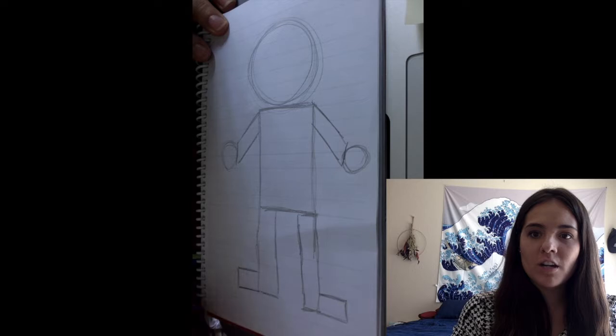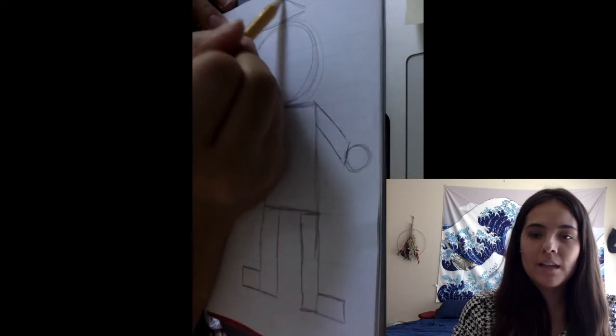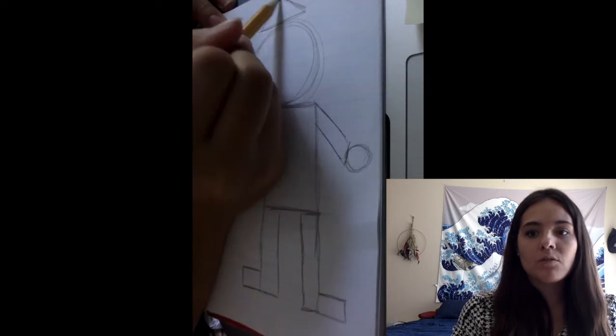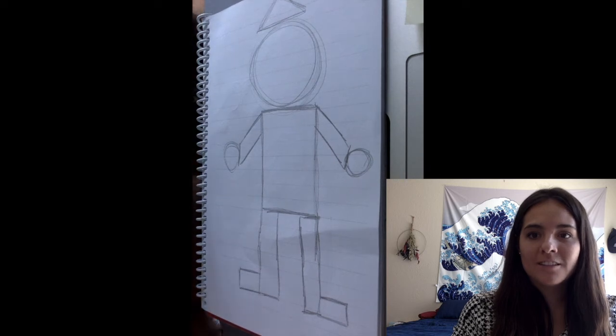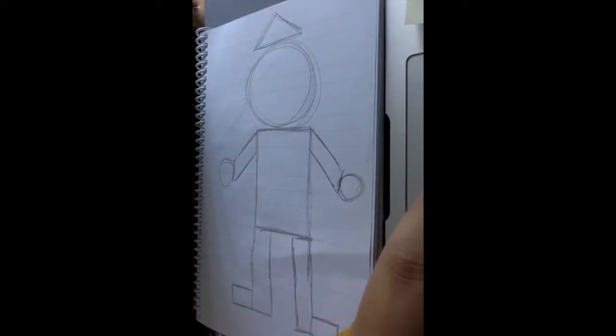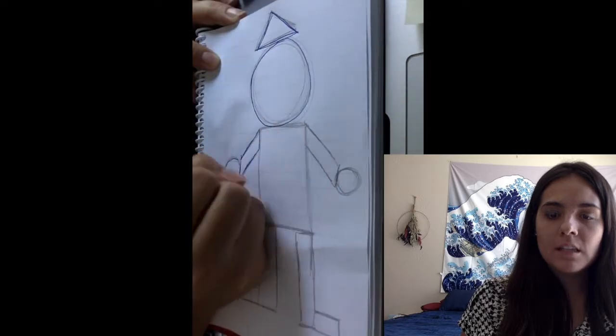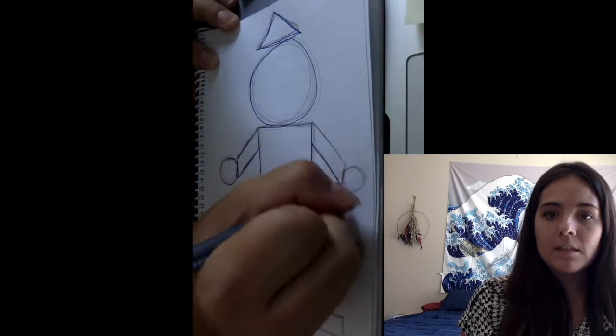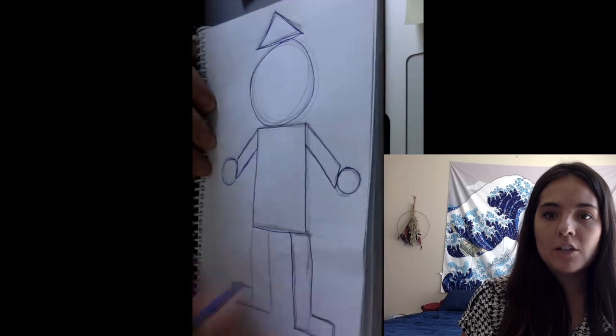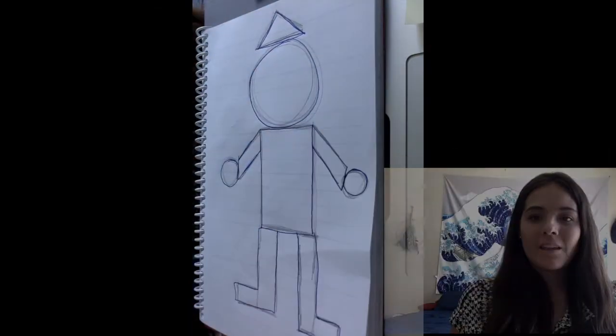If you want, you can draw a triangle with 3 lines up on top. Remember, if that was too fast, you can always watch it again. If you want, you can go back and trace the lines that you like with a pen so that they show up a lot darker and they're easier to see.